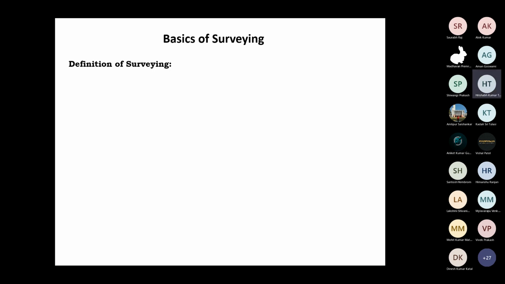Sir, surveying is the science of making measurements of the earth, especially the surface of the earth. Especially the surface of the earth. Can we not do it beneath the surface? We can do it, but in general, it is for the surface. Because you are in mining engineering, our focus later on will be beneath the surface.